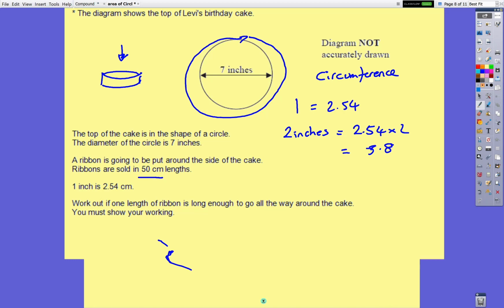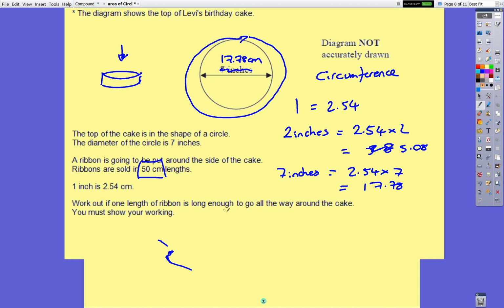Now, I don't want 5.08. I don't want 2 inches. I need 7. Okay, so we do 2.54 times 7. So here that will convert it now to centimetres for me. So 2.54 times 7, that gives me a very healthy 17.78. Okay, now what we need to know is that the 7 inches we now know is 17.78 centimetres. Now the reason why I converted it was because the ribbon is sold in centimetres. So if I left it in inches, it wouldn't help me. And I want to convert it straight away to make my life easier.